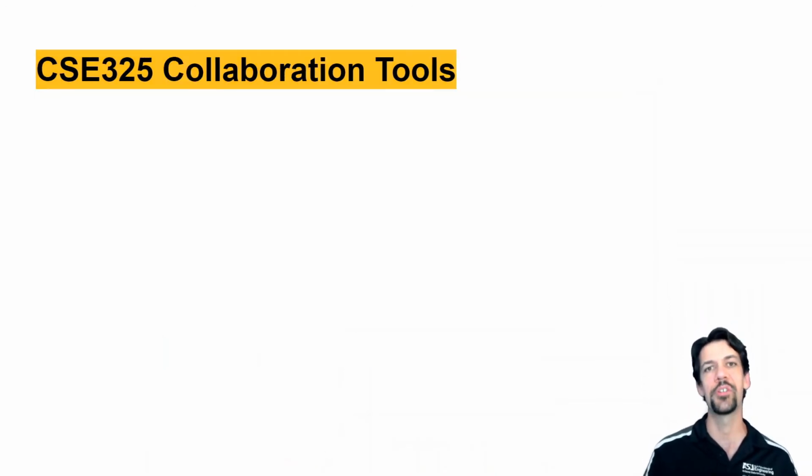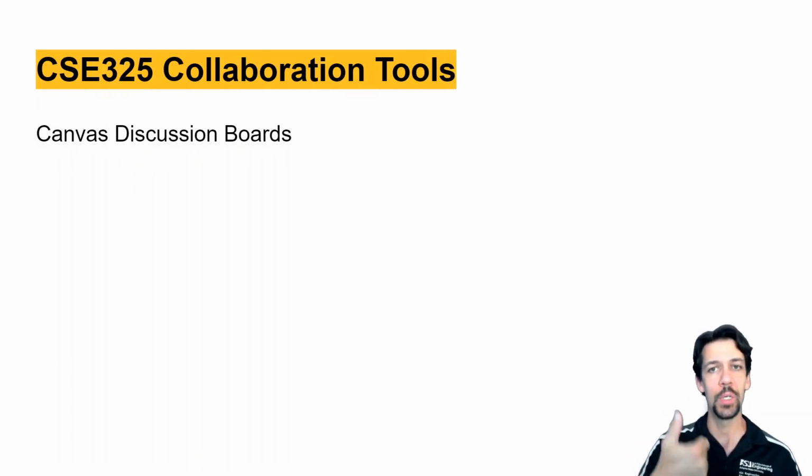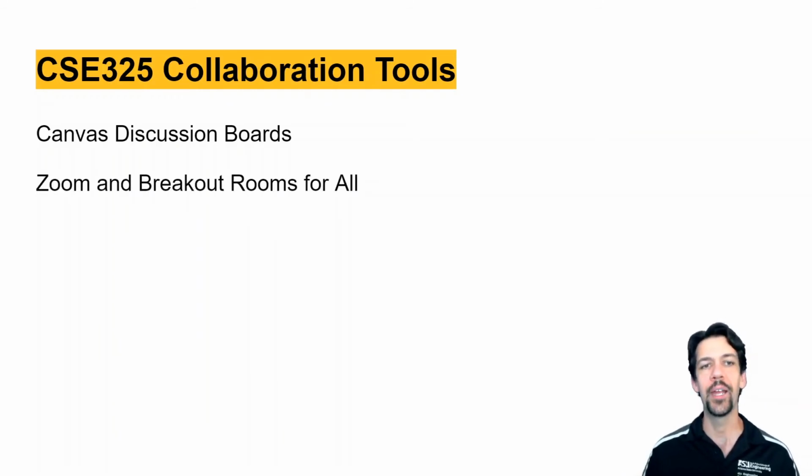So some of the collaboration tools that I used in CSE325 are the Canvas discussion boards. There's a bunch of cool features here. One of them is being able to thumbs up or like a post. So you can use it for having class rankings of things. The Zoom and breakout rooms for everybody, including the students that are outside of class or inside of class, is extremely helpful.